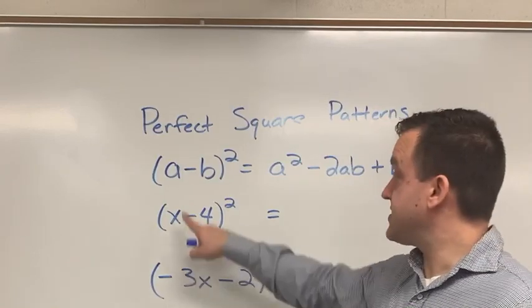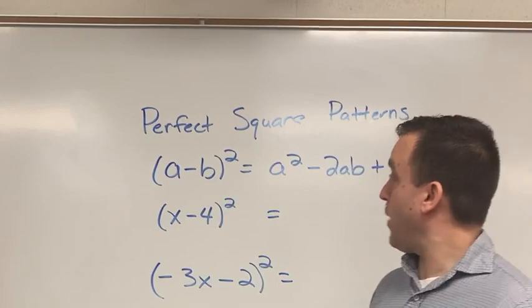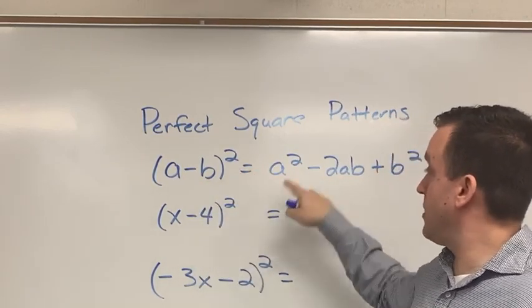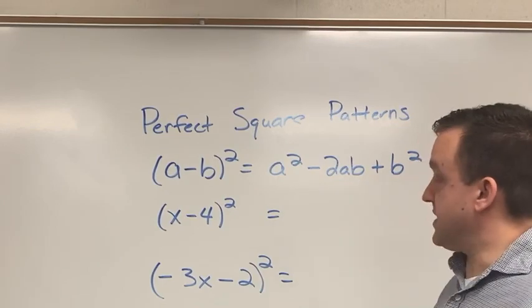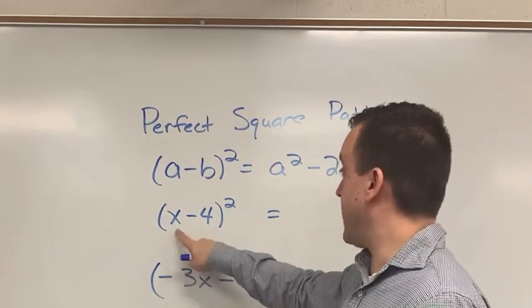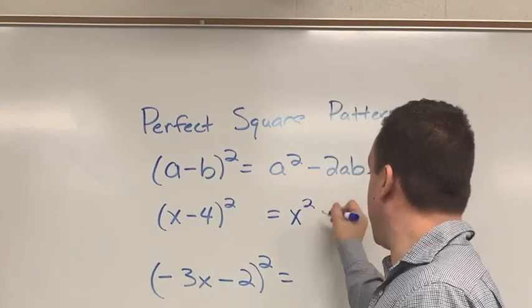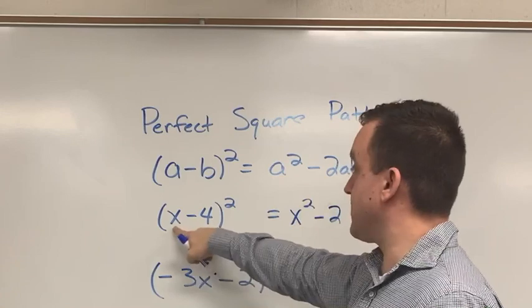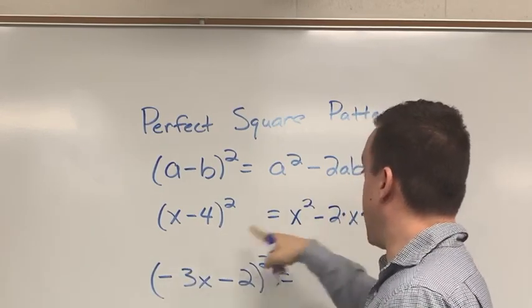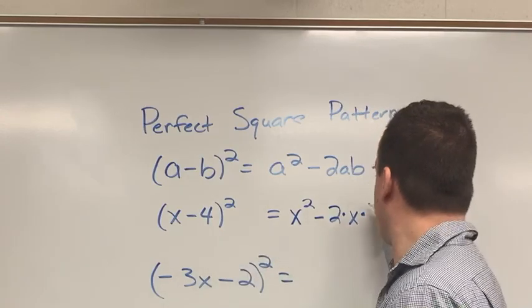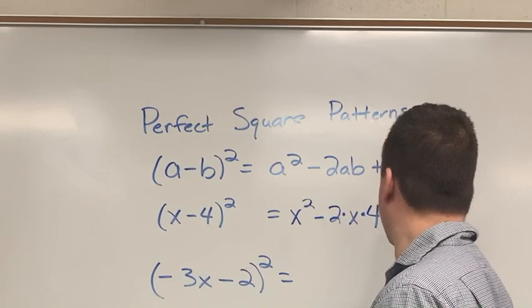So now we're going to look at a second perfect square pattern if I have a minus b squared. And we see it works out to a squared minus 2 times a times b, and then plus b squared. So we'll start with a simple example. Squaring the first term gives us x squared, and then minus 2 times the first term is x, times the second term is 4, and then plus 4, the second term squared.